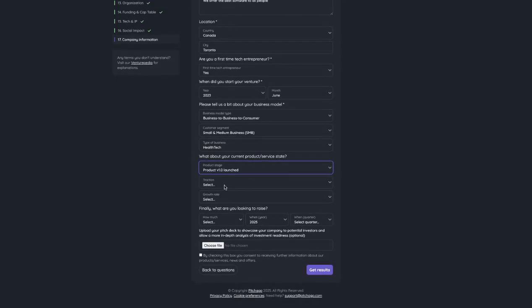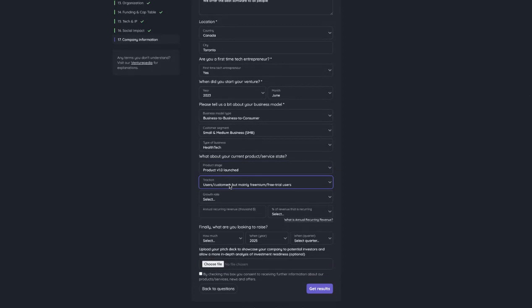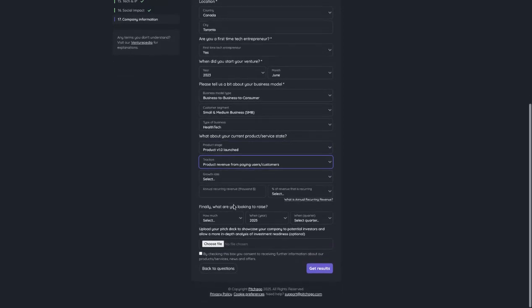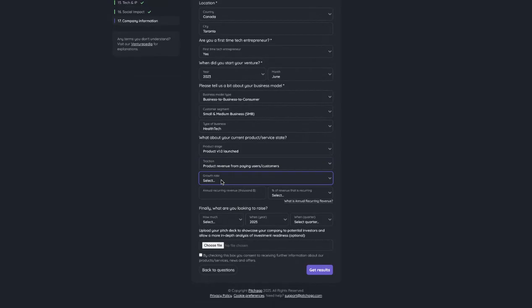If you have launched a version 1, you have to put in traction, that we're seeing some user customers, but mainly freemium, or that we actually have customers with revenue. The growth rate, so we're seeing great traction right now. And if we have revenue then, in thousands of dollars, so say we have something like $100,000, a million Swedish kroner, or 700,000 euros. How much of that is recurring, meaning how much of that money is coming in on a sort of month-by-month basis, unless people churn.